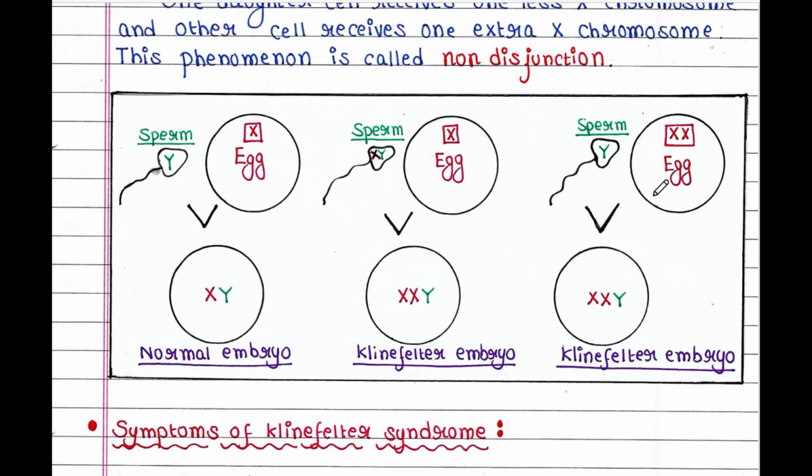And in this third case also we can see that this is the egg that is abnormal. This egg contains 2 X chromosomes and the sperm that is fusing with this egg is normal. It contains 1 Y chromosome. When the fusion occurs, the zygote forms which is abnormal, which contains 2 X chromosomes and 1 Y chromosome instead of 1 X and 1 Y chromosome, and it will cause Klinefelter syndrome.